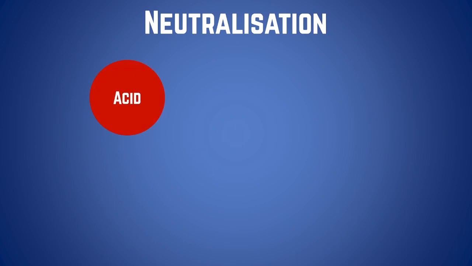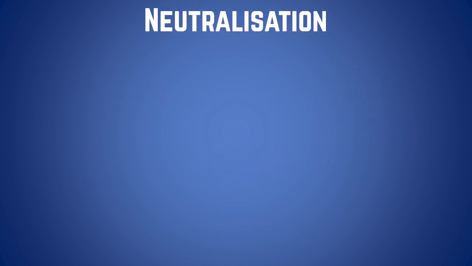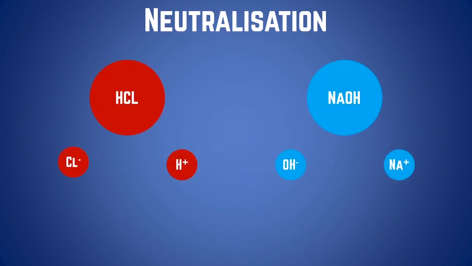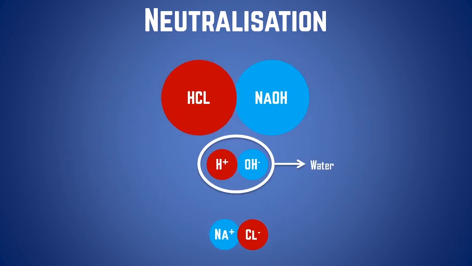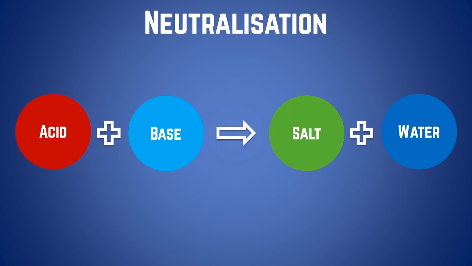Neutralization takes place when an acid and a base react with each other. As we know, an acid is a combination of hydrogen ions and any substance X, and a base is a combination of hydroxide ions and any other substance Y. The H+ and OH- ions combine to form water, and the substances X and Y combine to form a salt. For example, hydrochloric acid and sodium hydroxide combine to form water and sodium chloride. So we can say neutralization is the reaction between an acid and a base to form salt and water. The reaction that takes place is a double displacement reaction.